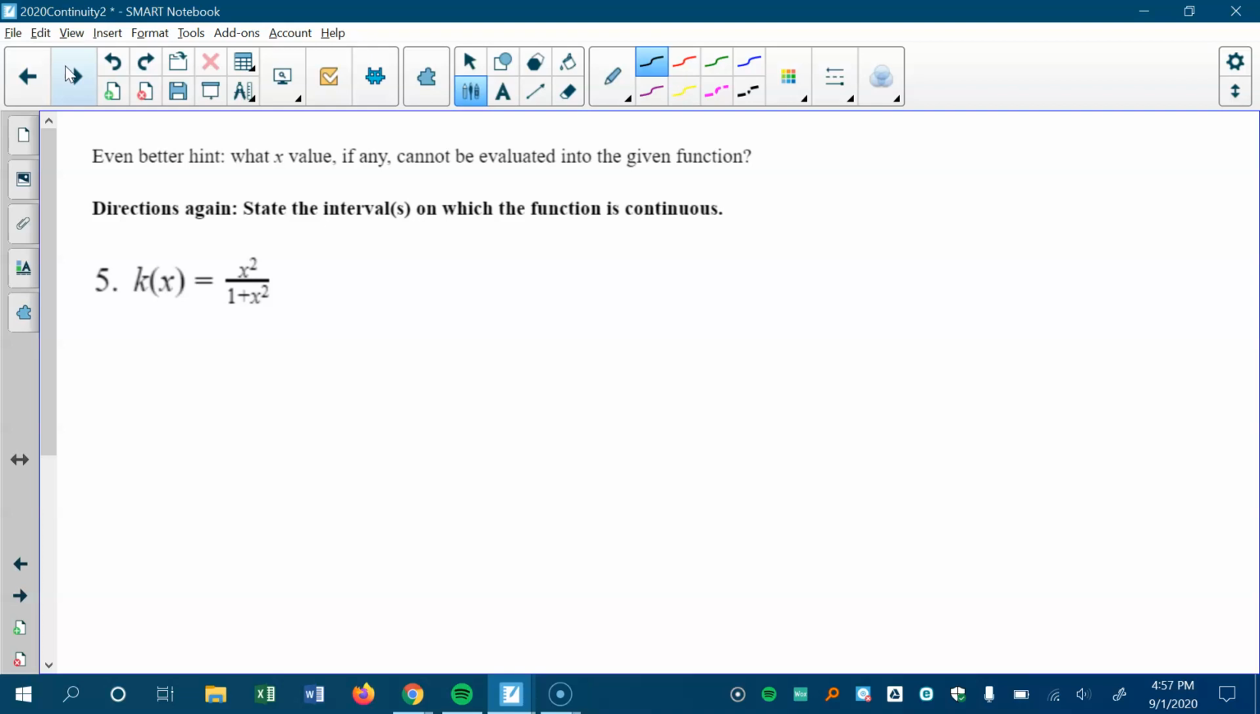Interesting. I don't know exactly how you would tackle this one. You are looking for any x value that cannot be evaluated into the given function.